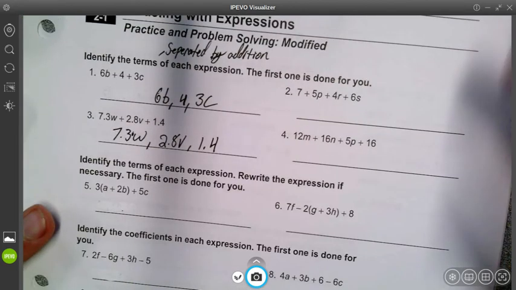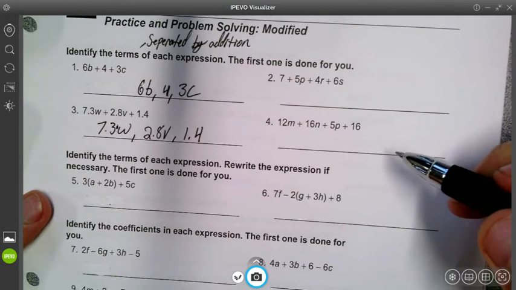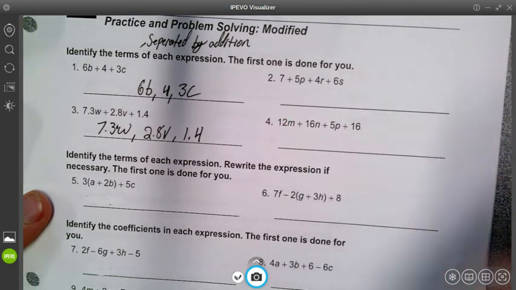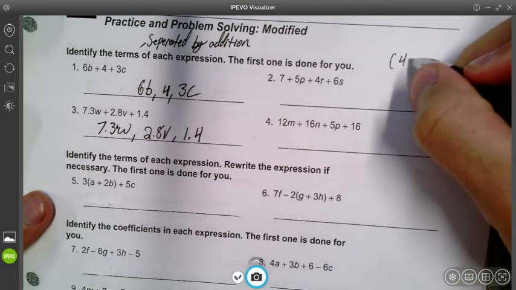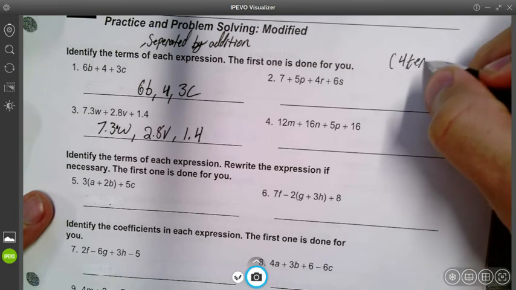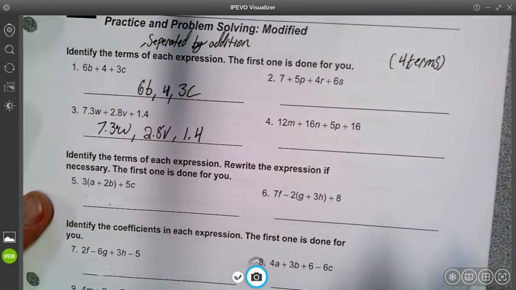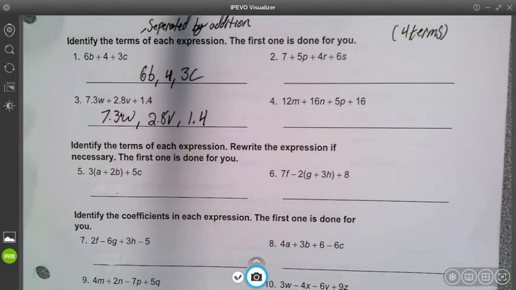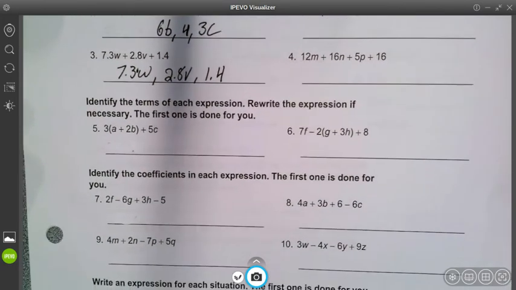And in 2 and 4, I'll give you a little bit of a hint. It looks like I have 3 addition signs in each. So you should have 4 terms for each of those answers. So take a second and try and answer 2 and 4 in this Edpuzzle.